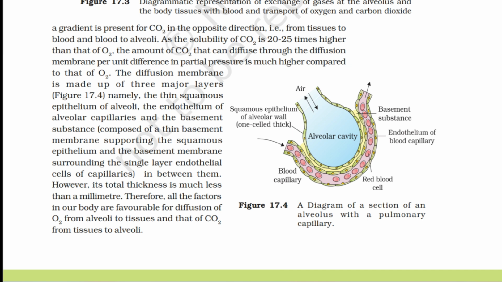The diffusion membrane is made up of three major layers, namely, the thin squamous epithelium of alveoli, the endothelium of alveolar capillaries, and the basement substance, composed of a thin basement membrane supporting the squamous epithelium and the basement membrane surrounding the single-layer endothelial cells of capillaries in between them. However, its total thickness is much less than a millimeter. Therefore, all the factors in our body are favorable for diffusion of O2 from alveoli to tissues and that of CO2 from tissues to alveoli.